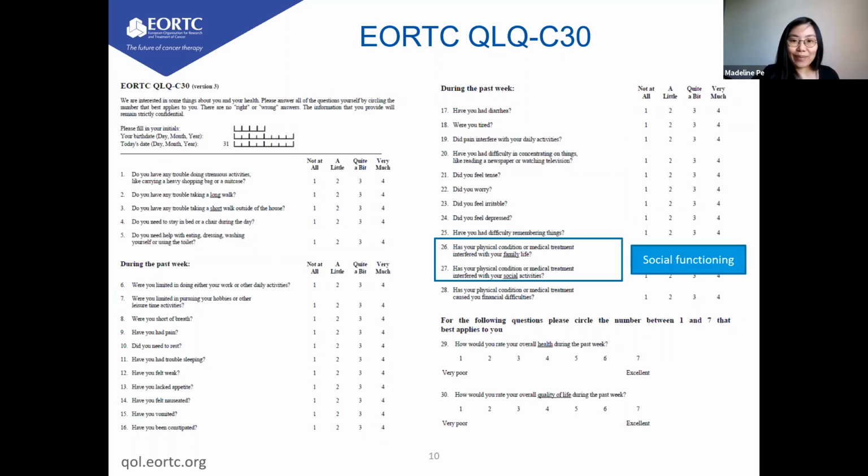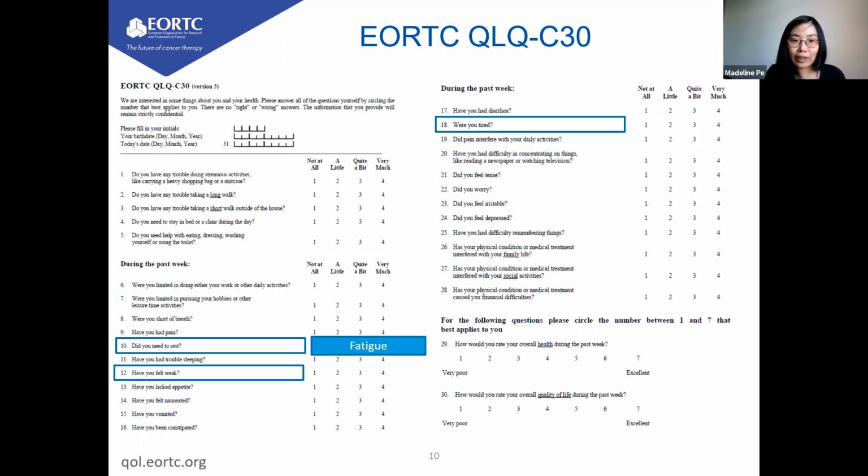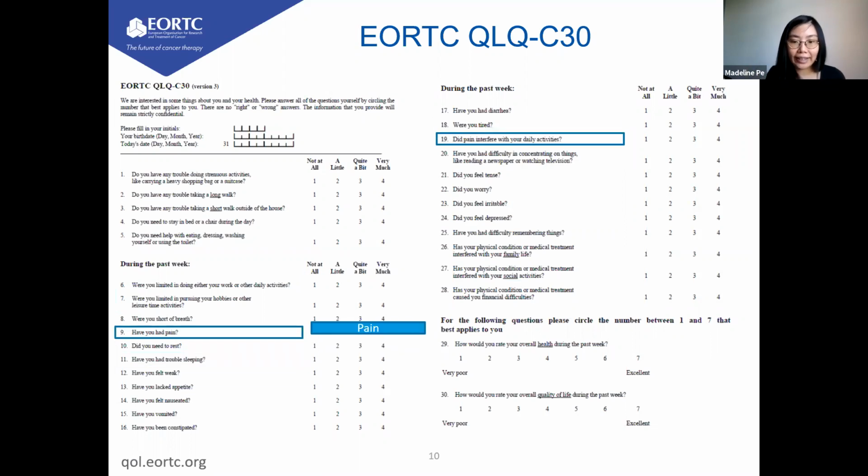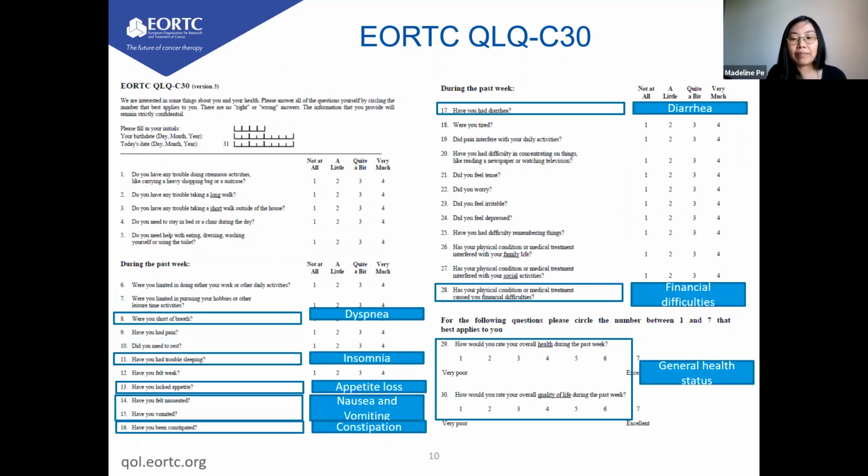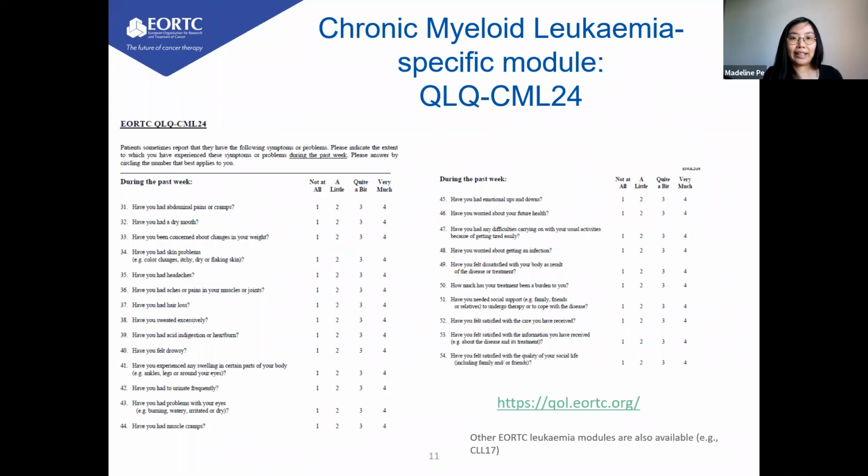And then we have items on social functioning, items on fatigue, items on pain, and other common symptoms like dyspnea, insomnia, appetite loss, and all of these things, right? So usually, you notice that these issues or symptoms don't really capture everything that you need, for example, if you have a specific cancer disease. So the QLQ-C30 is usually given together with a disease-specific questionnaire, like, for example, the QLQ-CML24, to address specific issues of chronic myeloid leukemia patients that are not covered by the QLQ-C30.